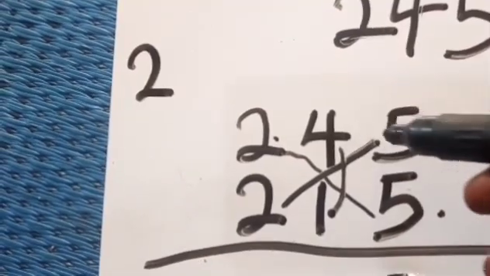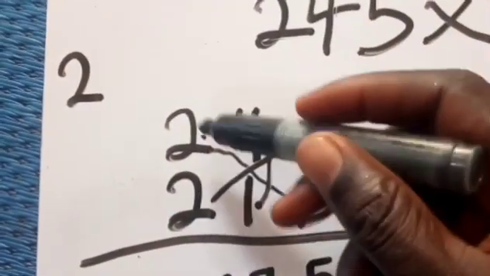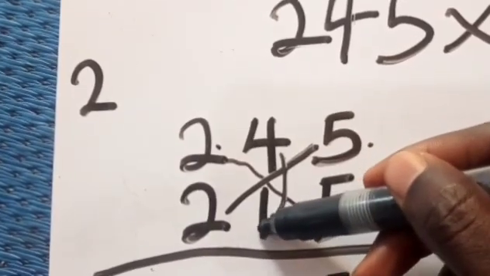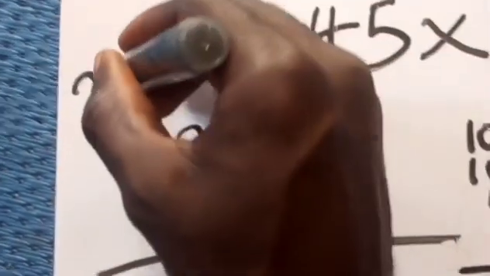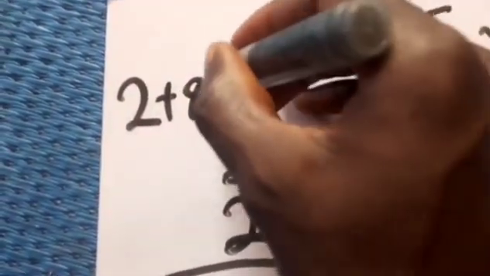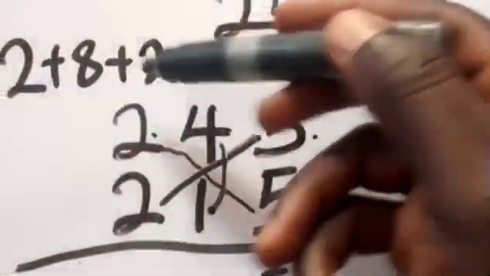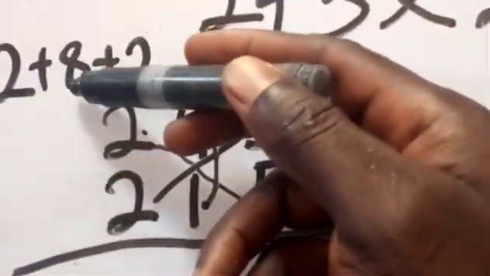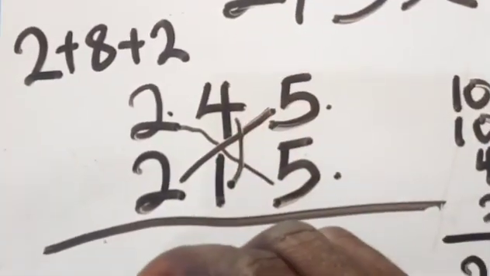So when we carry 2, the last stage is to multiply 4 by 2, then 2 by 1. So 2 times 4 will give us 8, plus this number we carried. Then 2 times 1 will give us 2. So when you add these 3 numbers together, you are going to have 2 plus 8 is 10. Then 10 plus 2 will give you 12. So you write your 2 and carry 1.